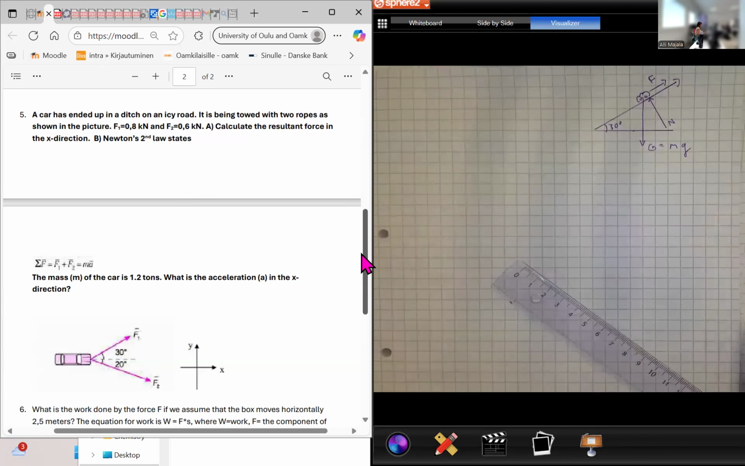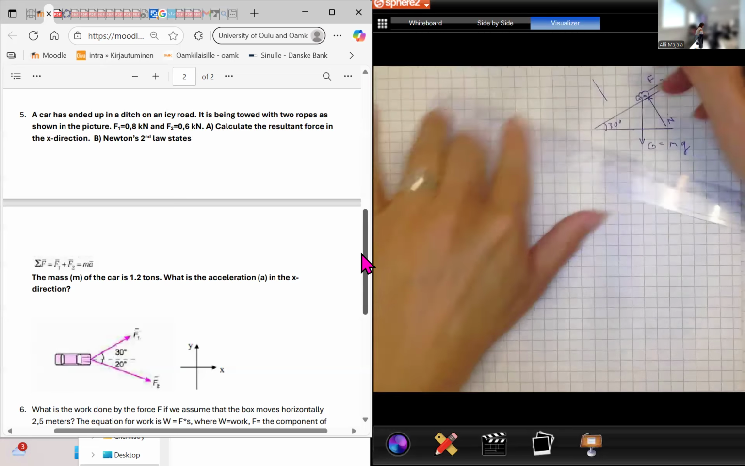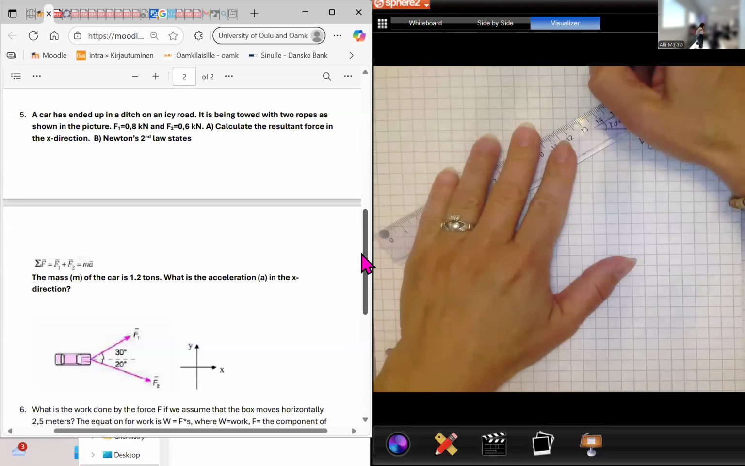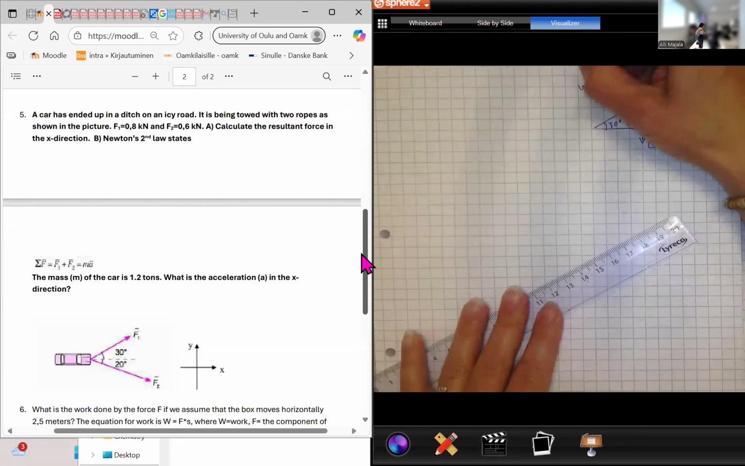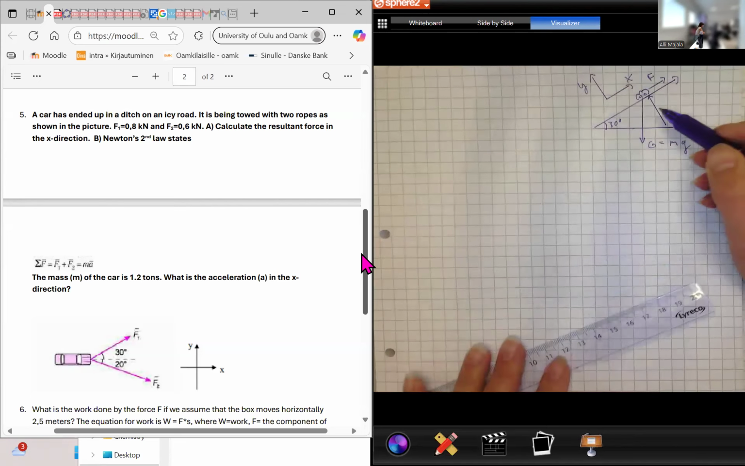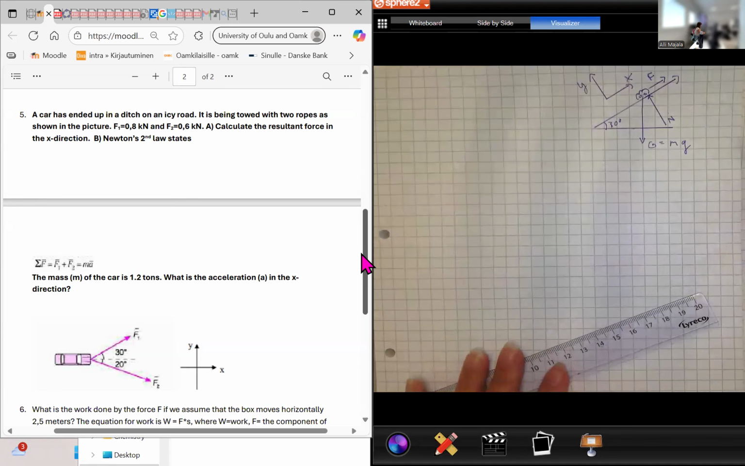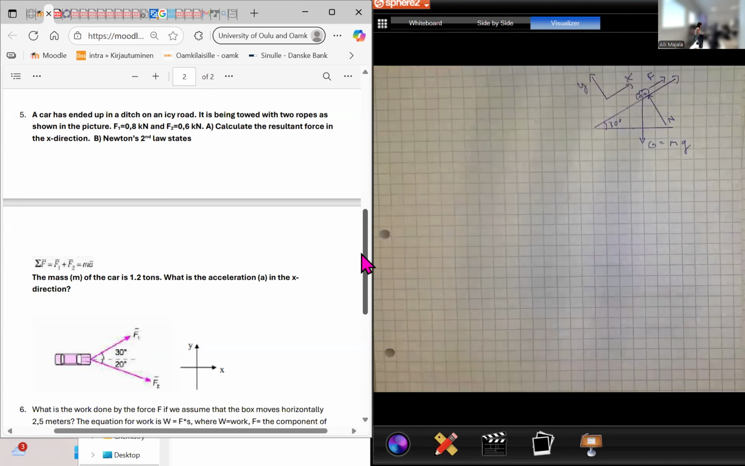And then you have to switch the axes to this direction. So you have the Y here and the X here. X is in the direction of the motion. You didn't do something like this in physics. Okay.